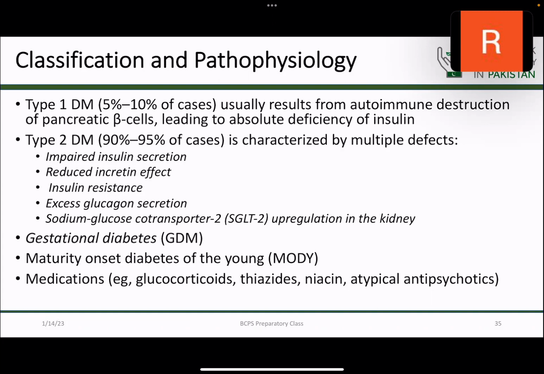There are many different mechanisms which can affect either the secretion of insulin or the effect of insulin on the cells to uptake glucose. Then there are some other types, for example, gestational diabetes in pregnancy, maturity onset diabetes of the young, or MODY, or some medications, which can also increase the glucose concentration in the blood.